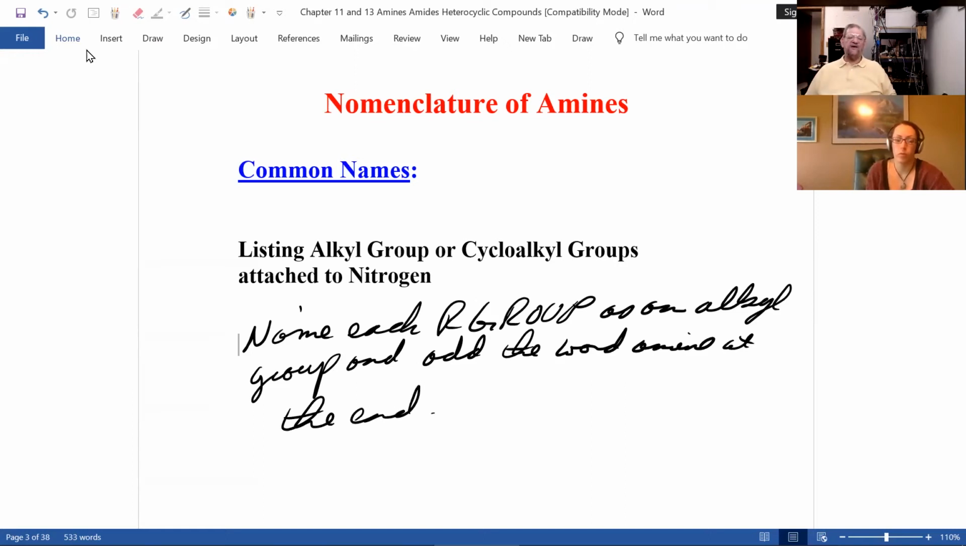All right, so the common names for amines are: name each R group as the alkyl group and add the word amine at the end. Let's take a look how you do this.